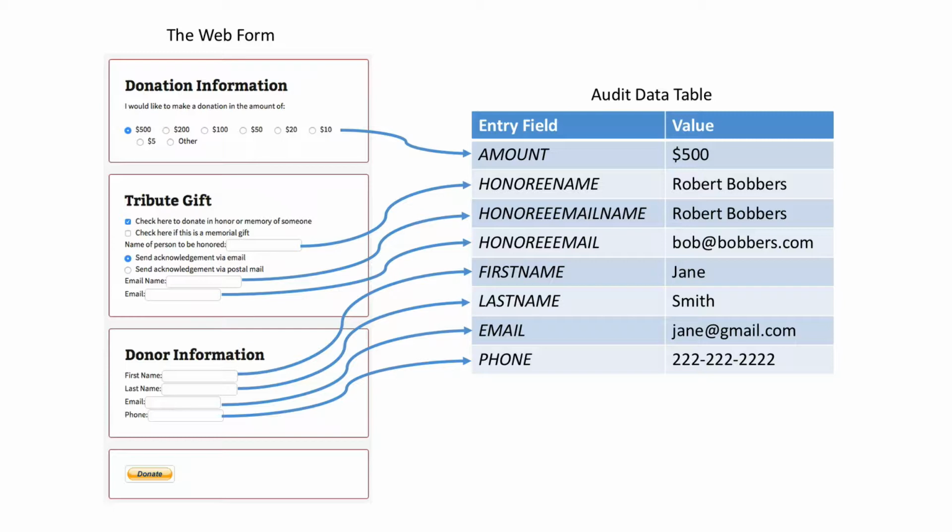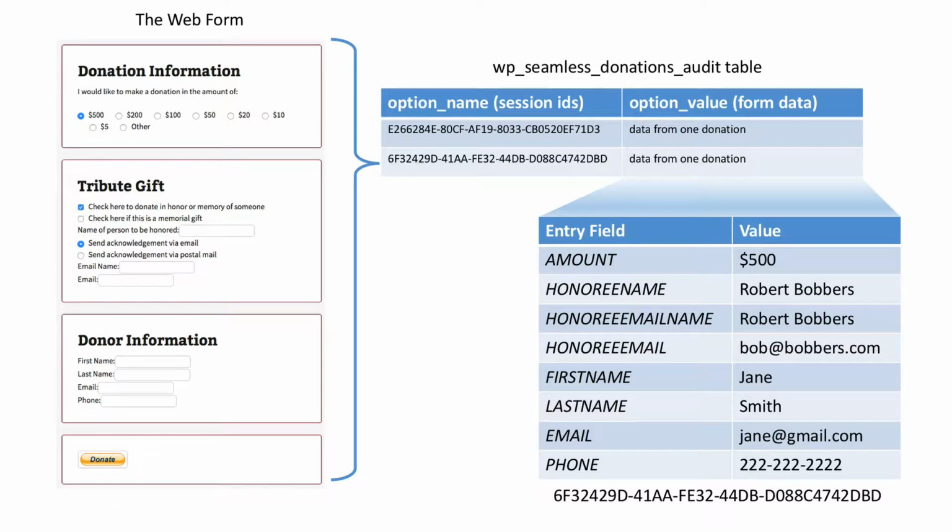So as you can see, the amount field goes over to the amount code, the honoree person, the honoree name, goes to an honoree name field. The first name and last name of the donor, the email address, and so forth all go to corresponding fields in something called an audit data table. What's going to happen is when you come back to the thank you form, to the thank you page, you're going to be tapping into this data straight out of the audit table. So each individual donation corresponds to a session ID and a pile of audit data from the form.